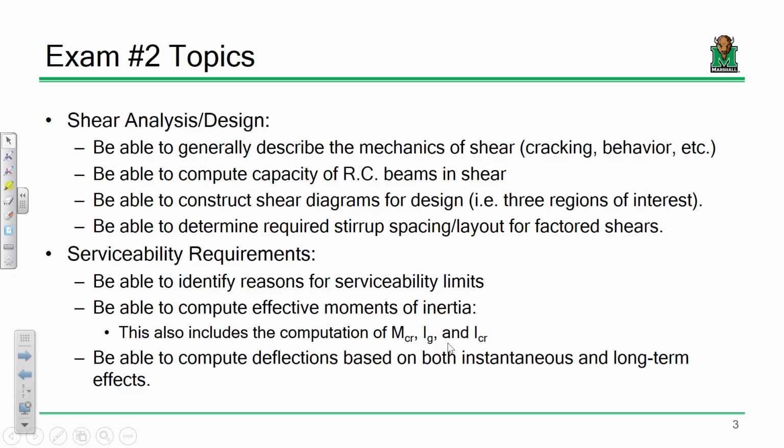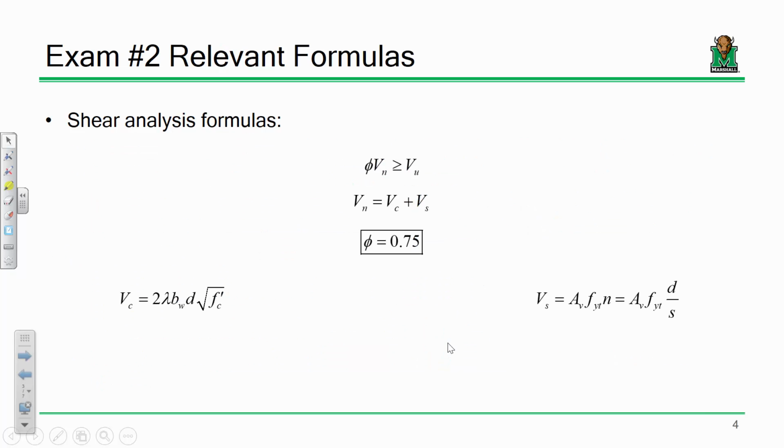Be able to determine required stirrup spacing and layout, so layout shear design. Serviceability requirements, be able to identify the reasons for serviceability requirements. Why do we care about deflections? A big one is being able to compute an effective moment of inertia, and so that means you also need to know how to compute the cracking moment. You need to know how to compute the gross moment of inertia and the cracked moment of inertia. And finally, be able to compute deflections based on instantaneous effects and long-term effects. I've got some formulas for you in this packet, so let's start off with shear.